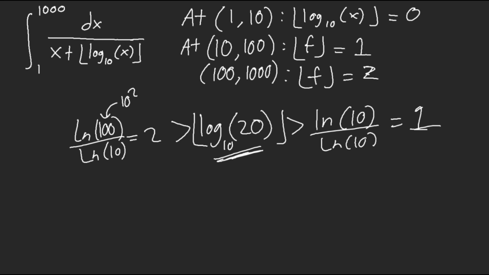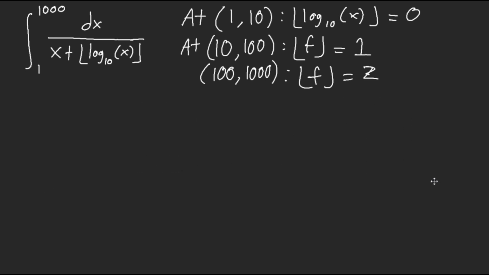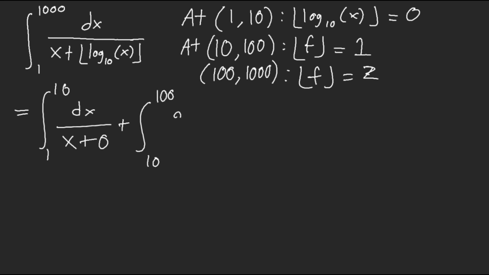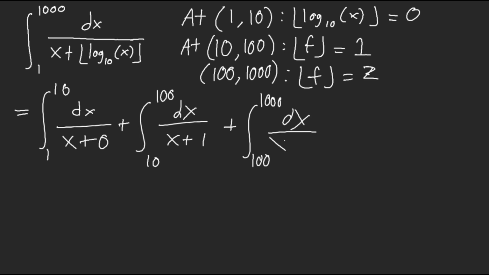Okay? That's how I see it. That's how I'm listing things so quickly. Okay? And so with that mindset, we finished our list because it only goes up to 1,000. All right, cool. Let's go ahead and split this integral from 1 to 10. We have dx over x plus 0. Okay, so this is just 1 over x. From 10 to 100, we have dx over x plus 1. From 100 to 1,000, we have dx over x plus 2.